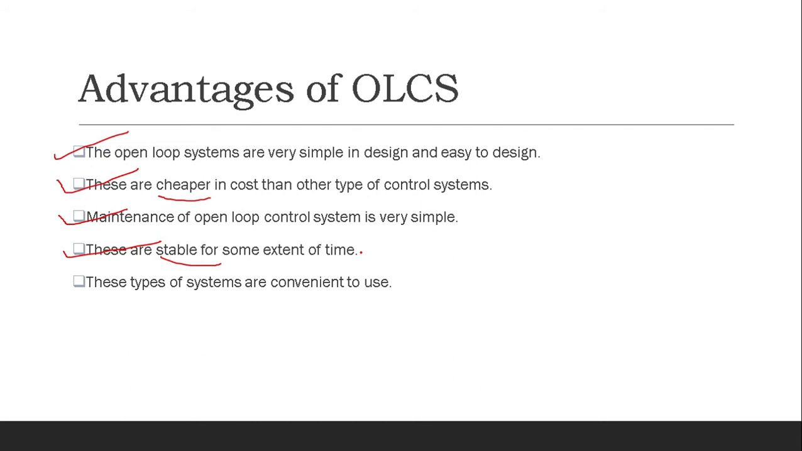But here we are assuming that there is no disturbance. In case of disturbance, the open loop control system will be uncontrollable, so it will be unstable. Now these types of systems are very convenient to use. That is why whatever equipment we use in our household is generally an open loop control system, because it is very convenient for us to use.